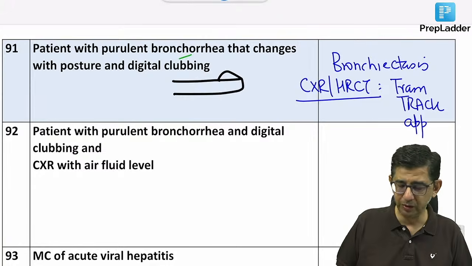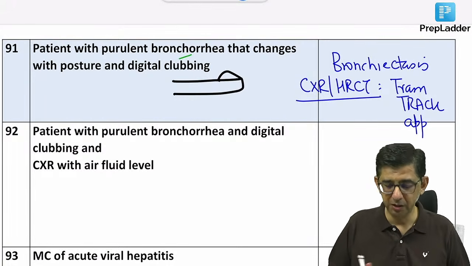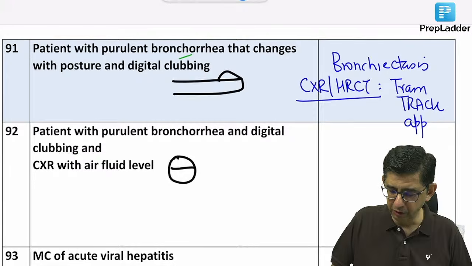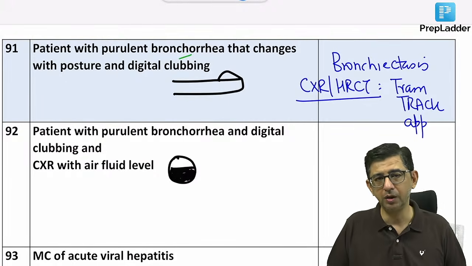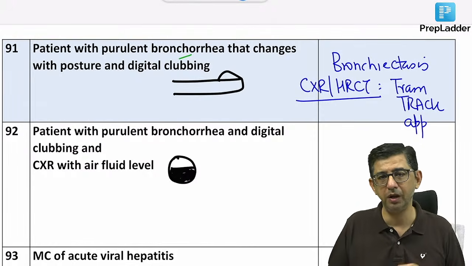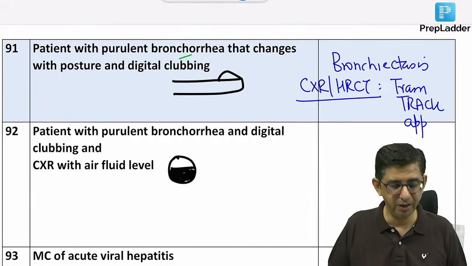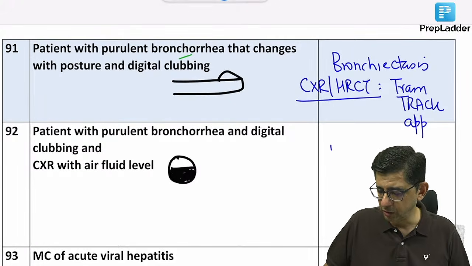But if I change the question and say the patient is having purulent bronchorrhea with distal clubbing and the chest x-ray is showing an air fluid level, then air fluid level means that there is an area where the pus will settle down due to gravity and there would be air on the top. In those circumstances, signet ring is another hint for presence of bronchiectasis, where the airways would get dilated as big as the blood vessels. But if there's an air fluid level present, then I'll change my answer to lung abscess.